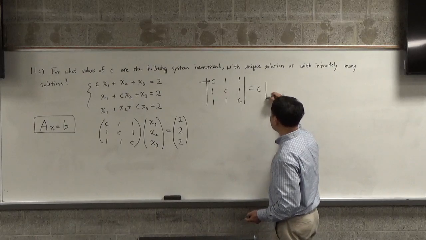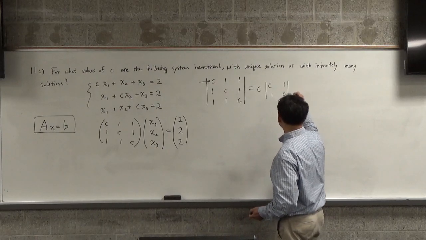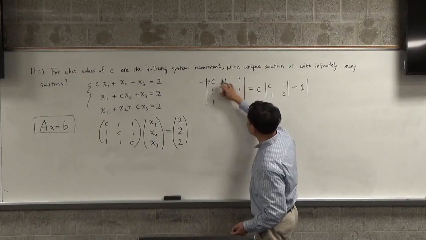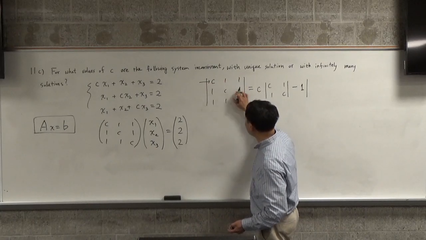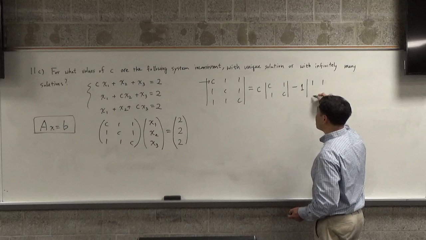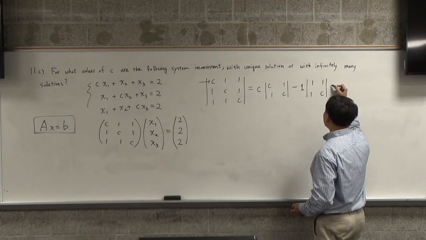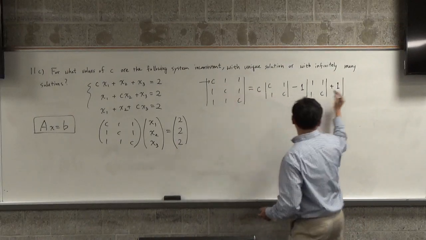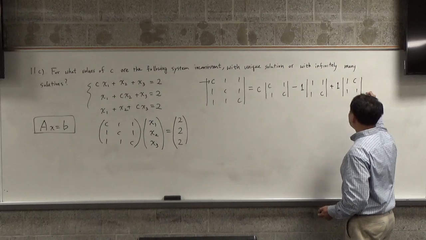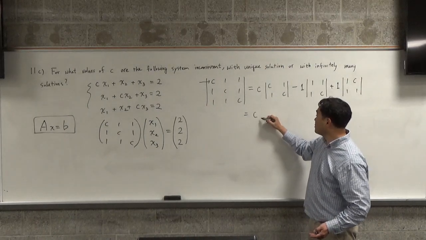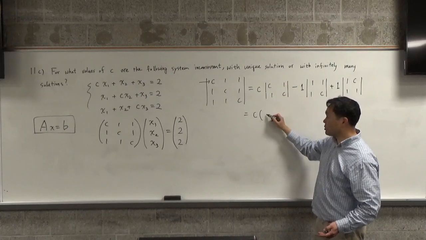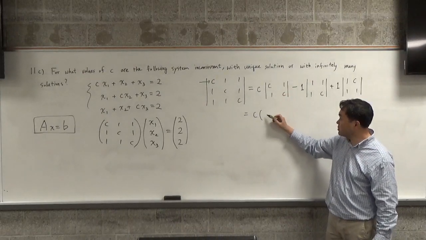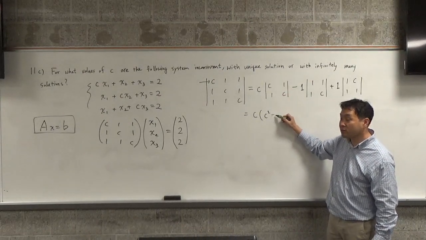So C times the minor matrix C, 1, 1, C, minus 1 times, if you choose the 1 and then cross out the row and the column containing it, then the minor matrix will be 1, 1, 1, C. And then plus 1, if you cross these two out, it will be 1, C, 1, 1. And then you're going to get C times, AD minus BC gives you what? AD minus BC. C squared minus 1.